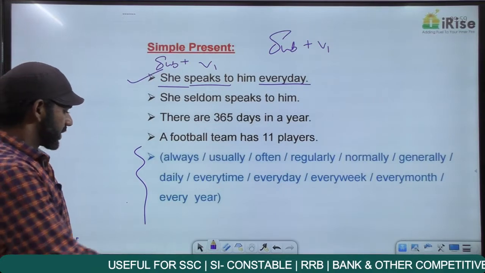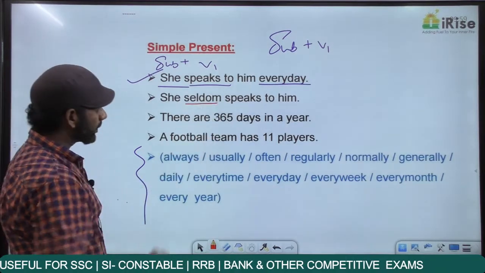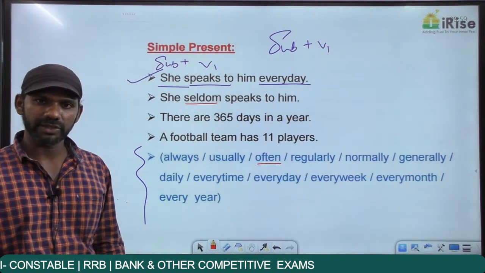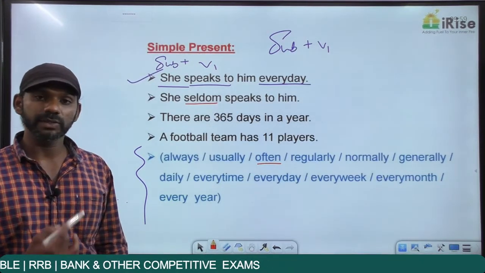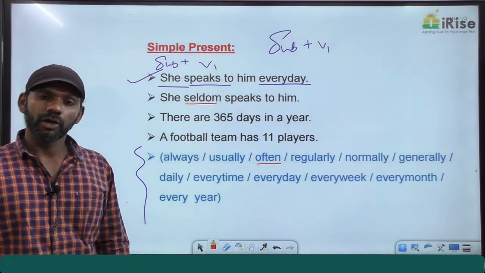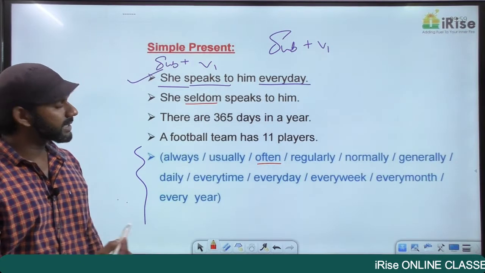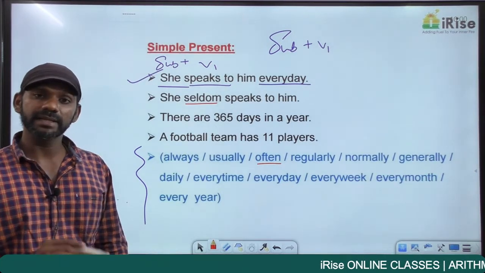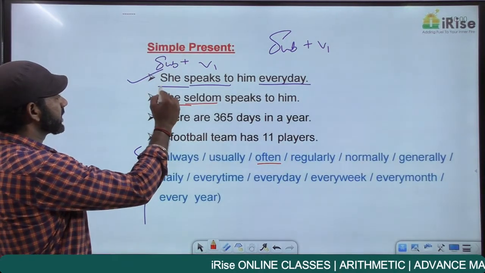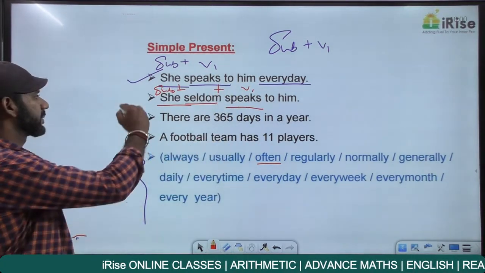Come to the next one. She seldom speaks to him. Now seldom is the opposite of often. The word often talks about a regularly happening action. The word seldom is the opposite of often. So seldom talks about a rarely happening action. Now as I said, if it is a regularly happening action or a rarely happening action, that sentence must be in the simple present tense. She seldom speaks to him. The word seldom tells us about a rarely happening action. So it must be in the simple present tense. The subject here is she, plus speaks is V1, subject plus V1 is simple present, grammatically correct.